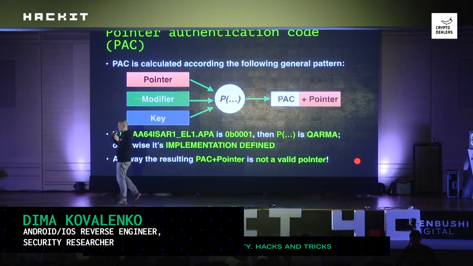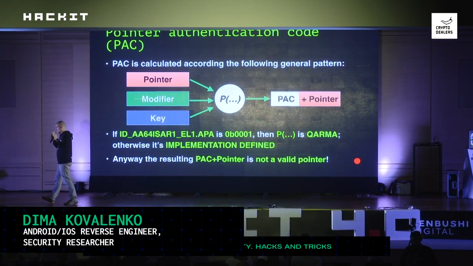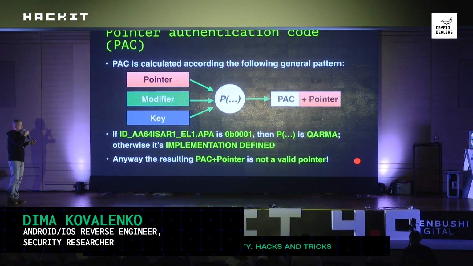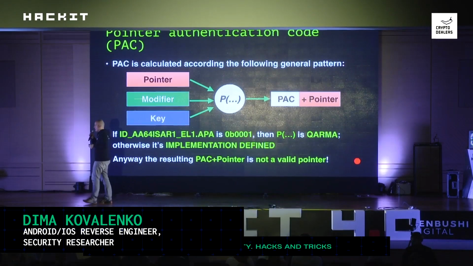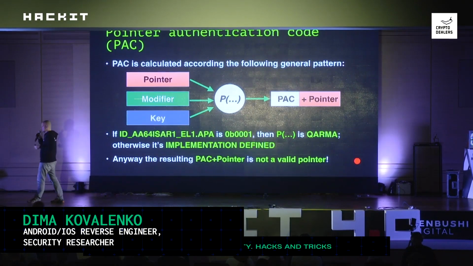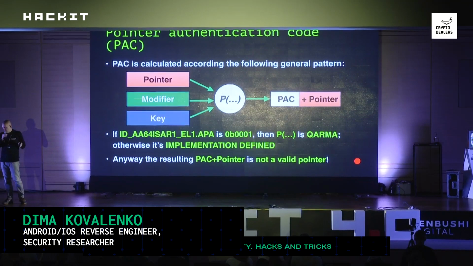This solves the first problem. The first problem, let me remember, was where to store the signature. If we calculate the signature, where to store it? They store the signature together with the pointer in the same memory cell or general register or whatever. The result is not a valid pointer, actually, here. And we need a special instruction to make it valid again.